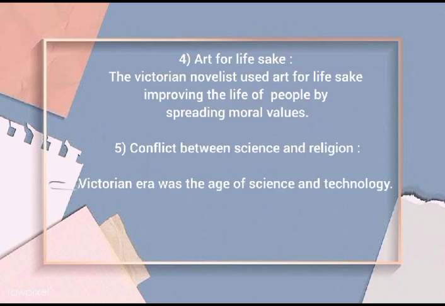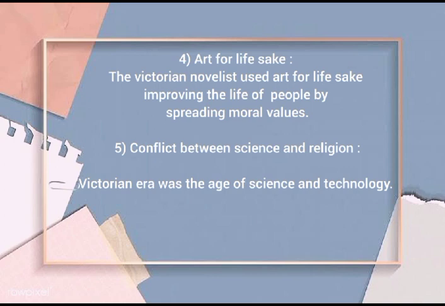Okay, the fourth theme of the Victorian novel is art for life's sake. The Victorian writers used art for improving the life of the people by teaching moral values. The Romantic age writers used art just for the reading pleasure of the readers, whereas the Victorian writers used art for improving the life of people.